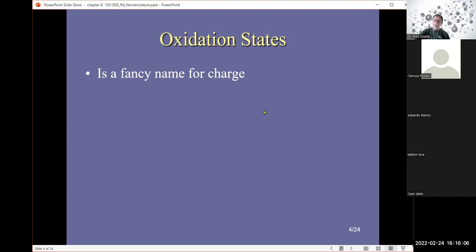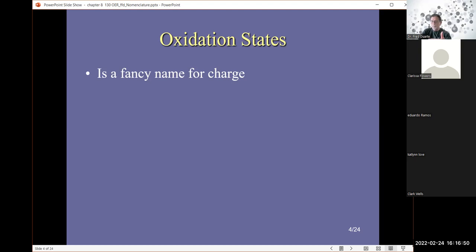Now, oxidation states. You'll see me, I've been talking about the charge. I'm going to divert from saying the charge and convert that to the term oxidation state. Because with respect to ionic compounds, there's no question about it, we have a charge. But when we talk about covalent compounds, we actually have a partial charge, it's not a full charge. And so to get them together, for lack of a better word, we use the term oxidation state. It's just simply a fancy name for charge.